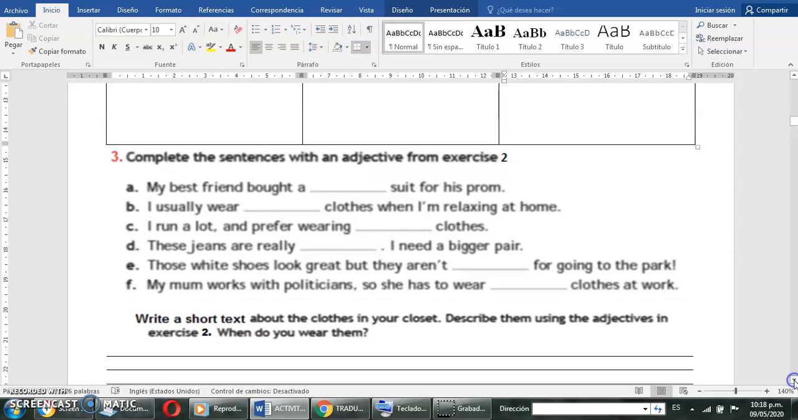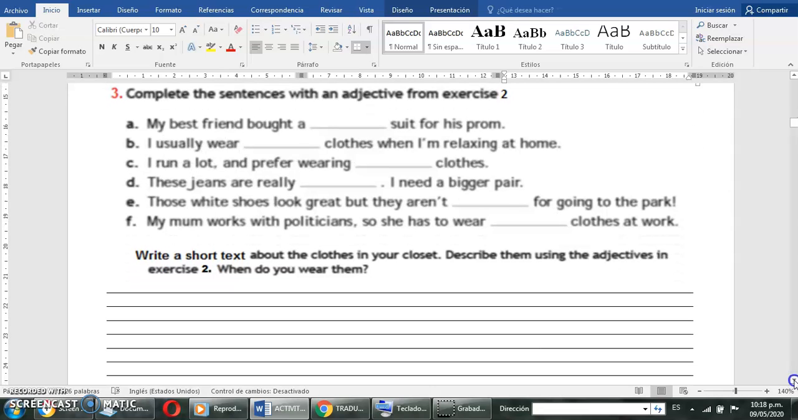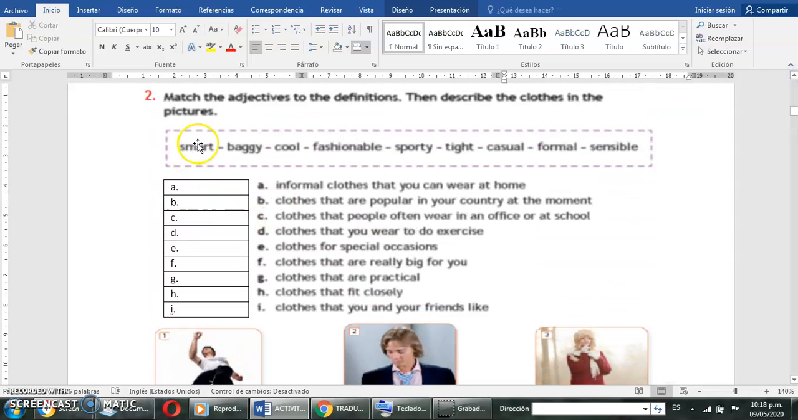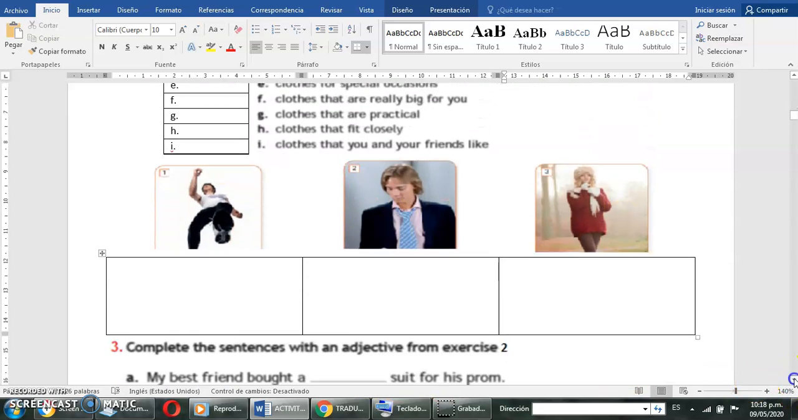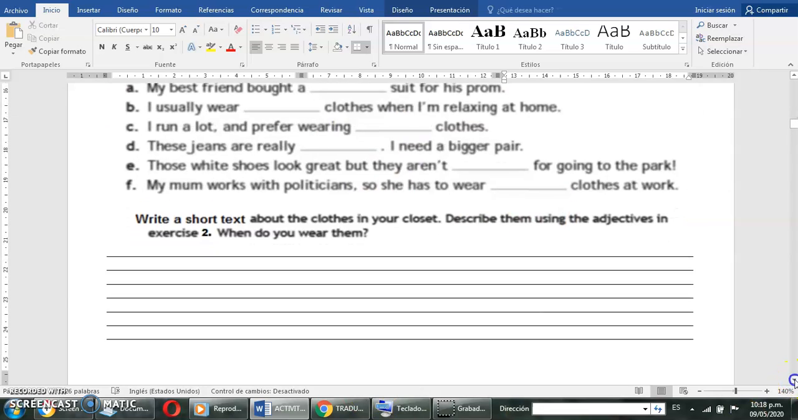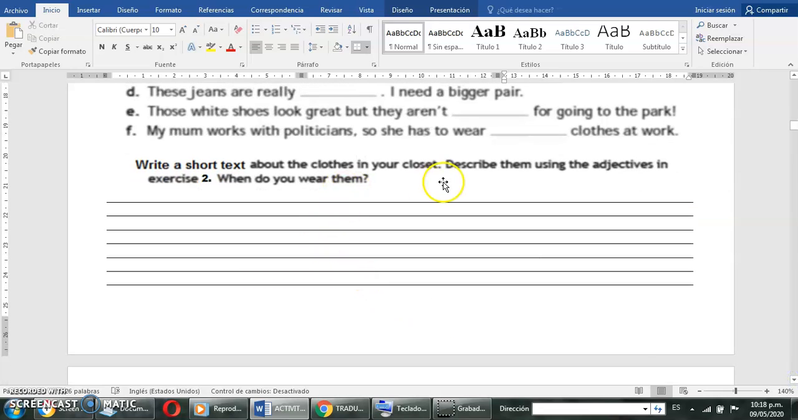Complete the sentence with an adjective from exercise 2. So you have to complete these gaps with the adjectives to describe clothes. With these adjectives: smart, cool, fashionable, sporty, tight, casual, formal, sensible. Okay, complete these gaps. And finally, you have to write a short text about the clothes in your closet. Describe them using the adjectives in exercise 2.